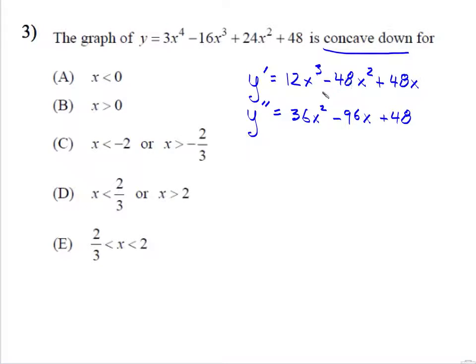Now we need to set that equal to 0, right? This is where I got stuck. So I'm going to factor out a 12. Each of these is divisible by 12, so I'm going to say 12 times something, and I'm going to set that equal to 0. If I factor out a 12, what times 12 is 36x squared? 3x squared. What times 12 is negative 96x? Negative 8x. And what times 12 is 48? 4. Perfect. Then I need to factor this guy, and hopefully we remember how to factor.